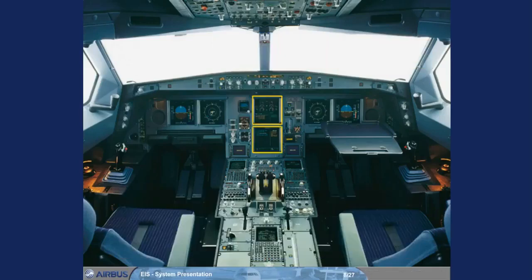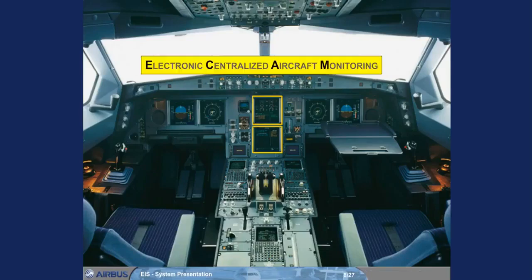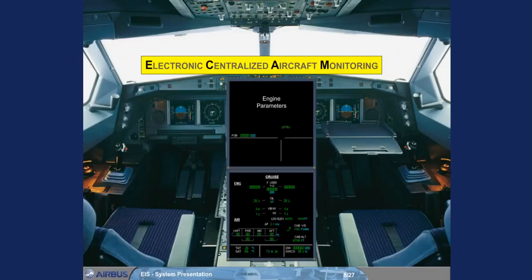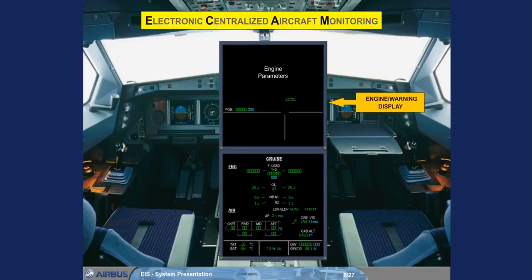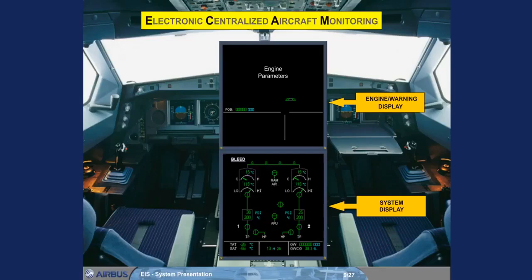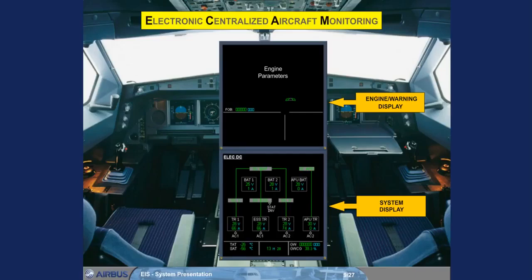The 2 displays in the center are dedicated to the Electronic Centralized Aircraft Monitoring System, ECAM. At this stage we will simply introduce the ECAM displays and the related controls. The upper ECAM display is called the Engine Warning Display, EWD. The lower ECAM display is called the System Display, SD. Various aircraft system parameters can be viewed on these screens. As an example, you can see a sequence of all SD pages, one after the other.